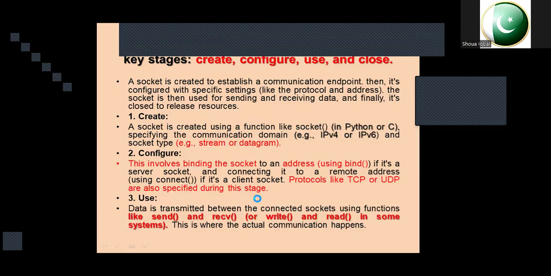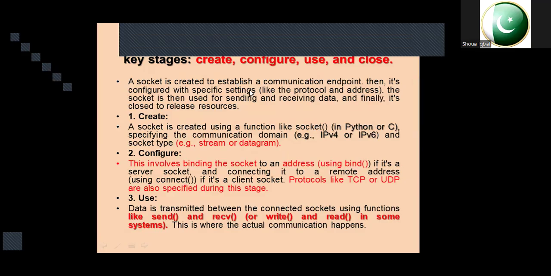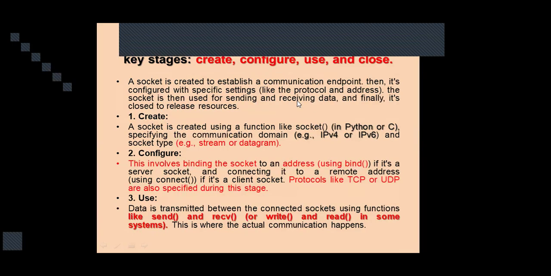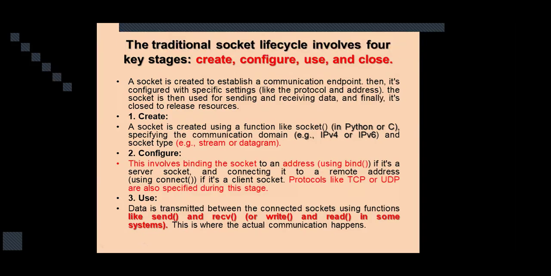Next is the socket. A socket creates an established communication endpoint, then it is configured for specified settings like protocols and address. And the socket is then used for sending and receiving data. Finally, it is closed and released, and it is done in different steps. The first step is creation, that is create. A socket is created using a function like socket in Python or C, two programming languages used in creating the socket. Specifying the communication domain, for example, IPv4 and IPv6, and socket type, for example, stream or datagram.